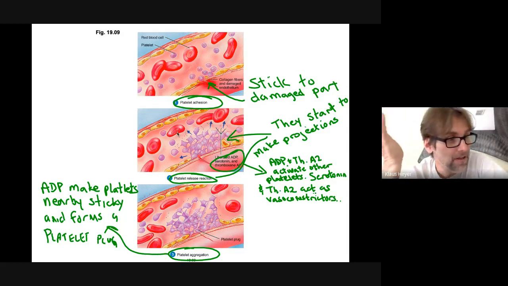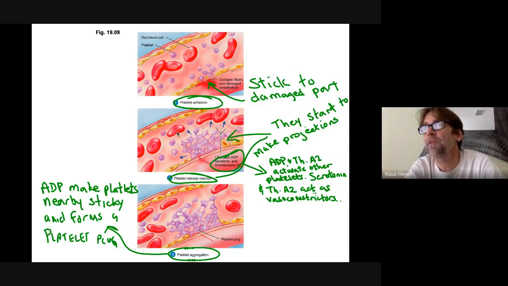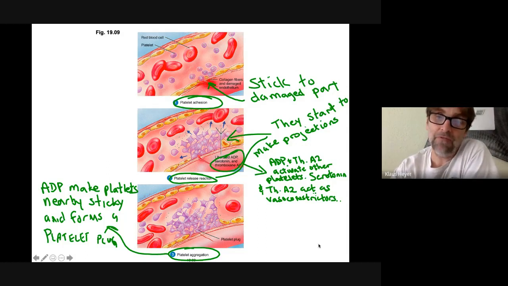So ADP, I don't know if you remember from biology 1, that whole thing about ADP plus P equals ATP. It's that ADP. So ADP and thromboxane A2 make other platelets sticky, or as I wrote here, activate other platelets.